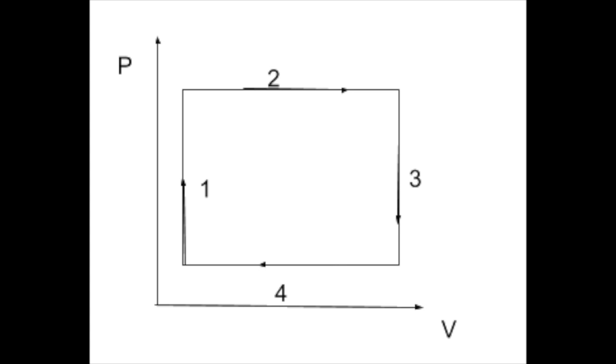The final process of this cycle is isobaric compression, since the pressure of the air will return to its original pressure, and it will remain at this initial pressure during the collapse of the piston until it's bottomed out at its original volume.